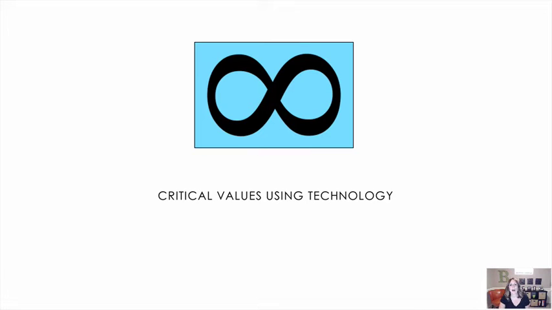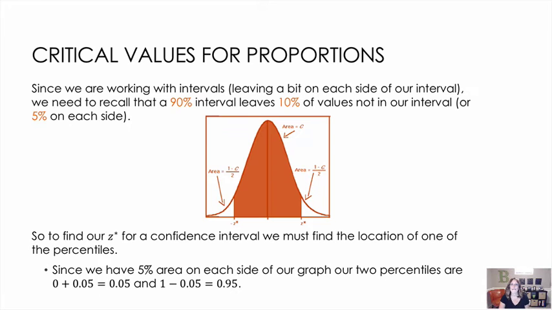Now I'm going to show you how to find that Z-star value, the critical value, using technology. I'm going to focus here on the two methods that we use most in this class, which is the TI-84 and StatCrunch. But first, it's super important that you understand this part, otherwise the rest of it isn't going to work for you.